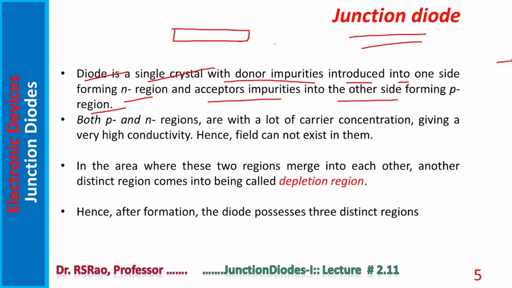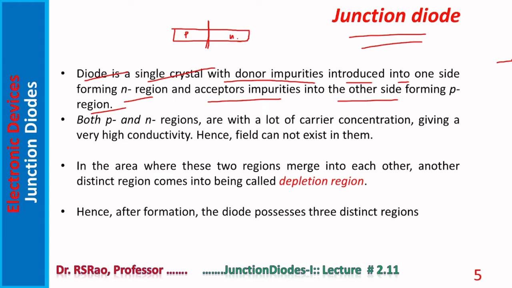It may be silicon crystal, germanium crystal, gallium arsenide crystal, or some other crystal, but it is a single crystal. N-type impurities are added on one side, P-type impurities on the other side. Then the diode comes into being. Let us suppose the interface between P and N regions is a straight line like this. This is the interface. One side P, another side N.